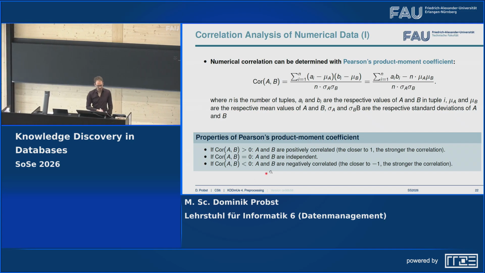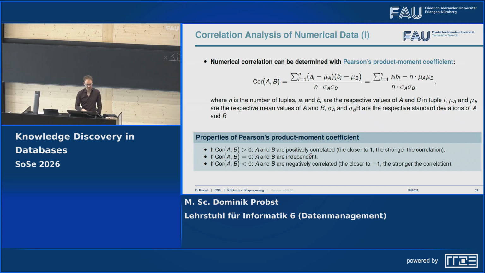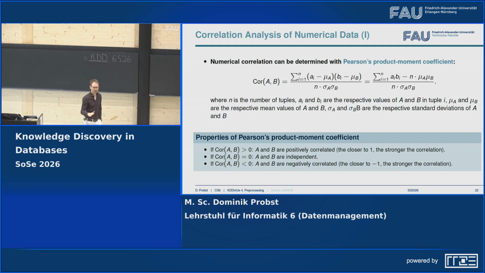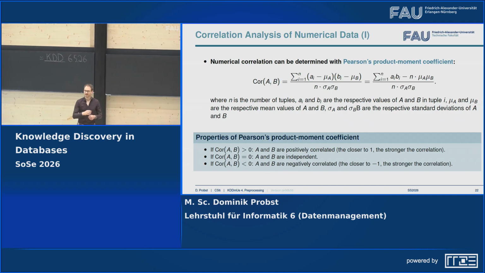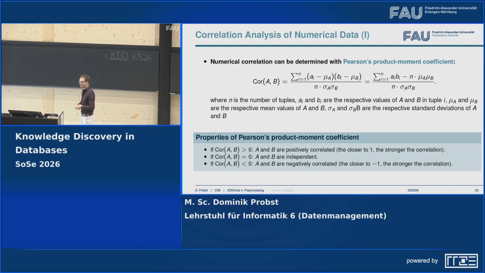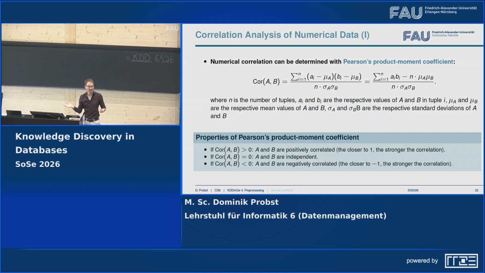And if you are below 0, then you are negatively correlated. What does negatively correlated mean compared to positively correlated? Well, positively correlated means that if the number of A gets up, the number of B also gets up. If you're negatively correlated, it means that if the number of A gets up, the number of B gets down. So they are oppositely correlated. Both things might happen with numerical data. With nominal data, we can't have something like positive or negative correlation.